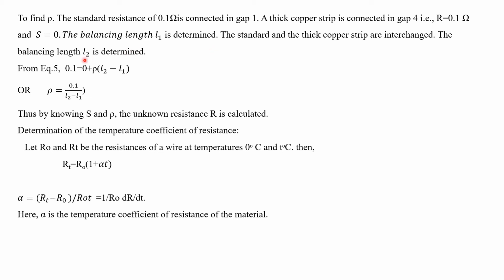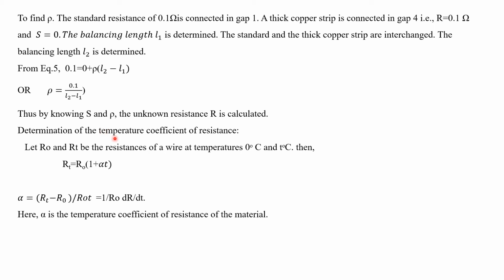Substituting into equation 5, the resistance becomes 0.1 plus s, which is 0, plus rho into L2 minus L1. Therefore rho is equal to 0.1 divided by L2 minus L1. Thus by knowing s and rho, the unknown resistance R is calculated.